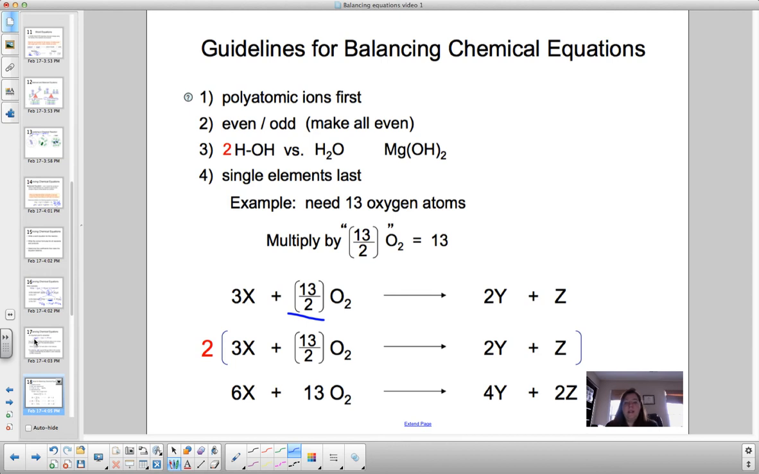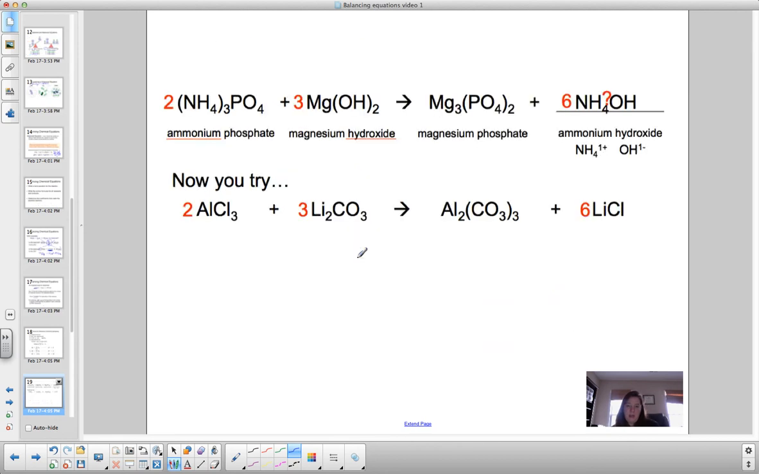So just a couple guidelines that you can look at when you're dealing with these. Always go and deal with your polyatomic ions first because they can be kind of cumbersome. So make sure that those net overall to 0 like we were doing in class, and then just balance from there. Even and odd, make everything even if possible. Do the single elements last, like oxygen. If oxygen's by itself, do it last because, like I said, they can be kind of tricky. So for this example, here's that 13 halves again that we were talking about with oxygen. But if you multiply the entire thing by 2, it looks a lot nicer in the end.